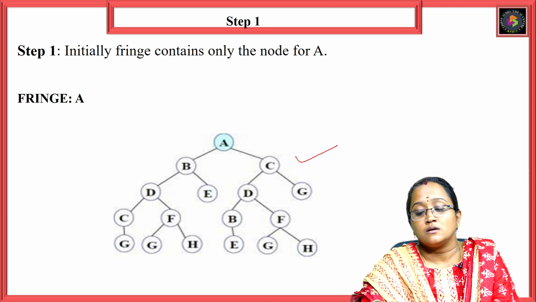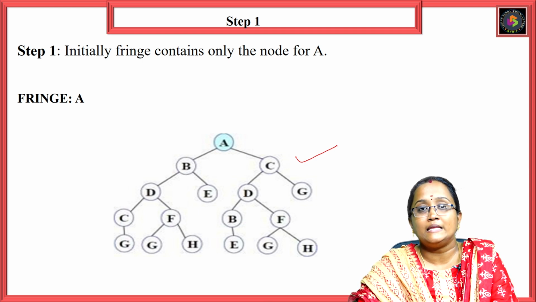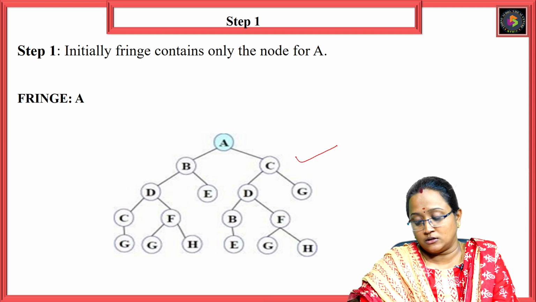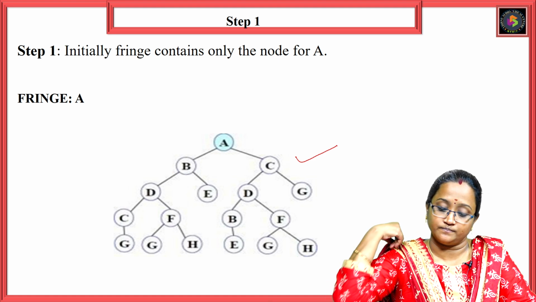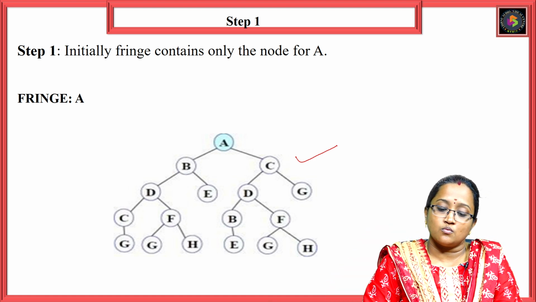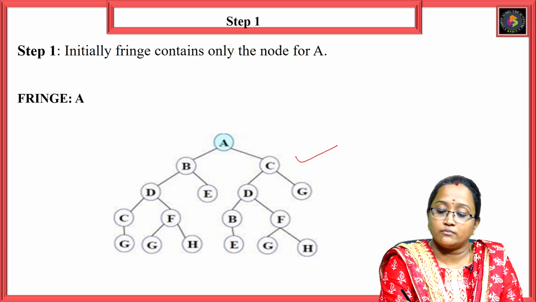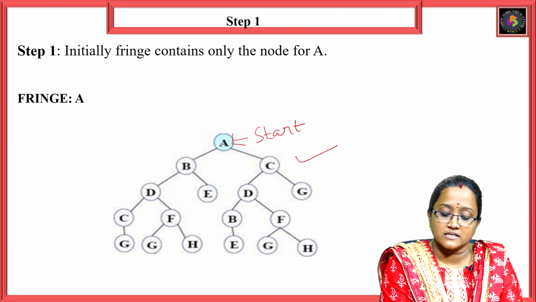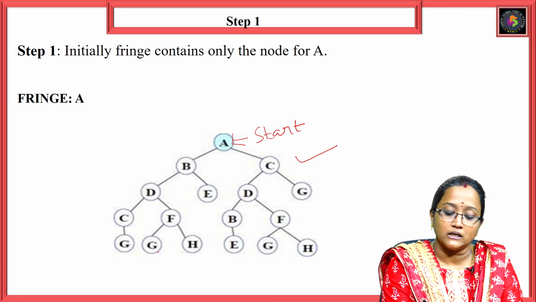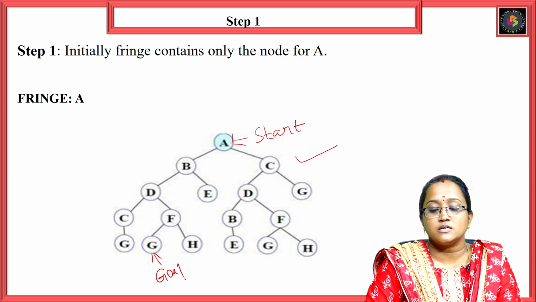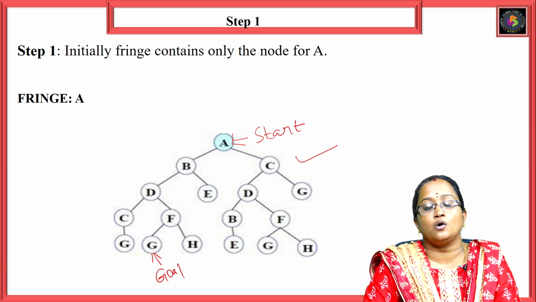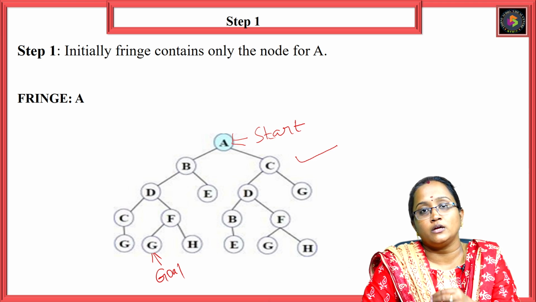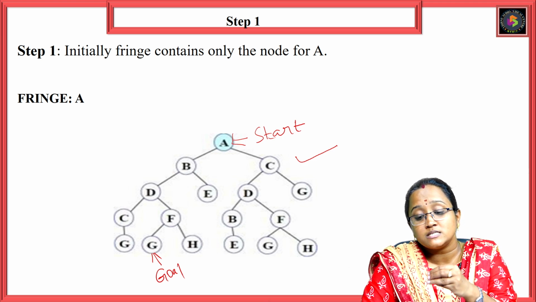So first thing, this is a given tree. For this given tree, we are going to find the path by using the DFS search algorithm. What is it going to do? First, it will start from the start state. For example, we are going to take G as the goal state, and A is the start. So first we are going to start from the start state A.